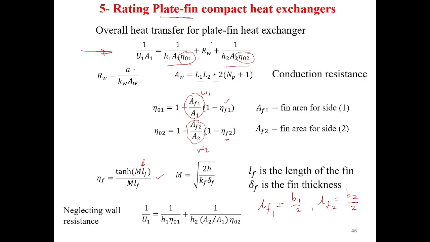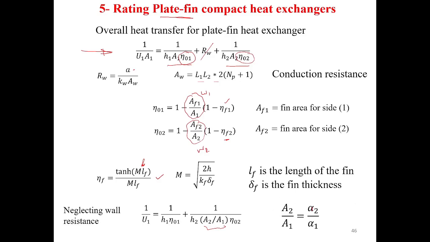If you go back to this equation and neglect the conduction resistance, this one, and you multiply the whole equation by A1, you get this expression. So you get 1 over H1 eta 01 plus 1 over H2, and then the ratio A2 divided by A1 multiplied by the overall surface efficiency for side 2. And as we said, this now can be found since we have calculated alpha 1 and alpha 2. So the ratio A2 over A1 is going to be as given here, which is alpha 2 divided by alpha 1.